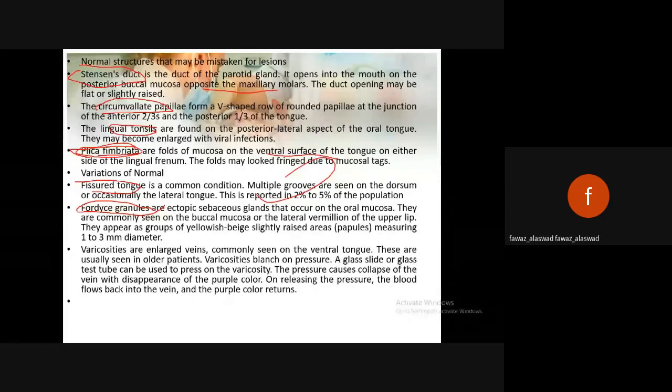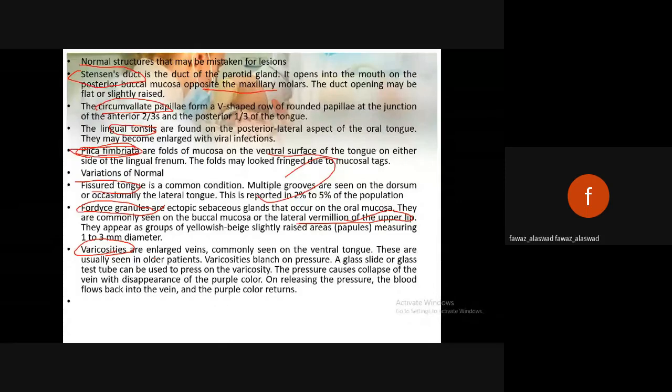Look, also, it is not only on the buccal mucosa, but sometimes the lateral borders of the upper lip are also involved. As we will see, in the upper lip these Fordyce granules are represented. The varicosities also, which are considered to be large veins commonly seen on the ventral surface of the tongue. When we apply a slide, we could see that they blanch on pressure. I will stop here, considering I'm dealing with a postgraduate student.